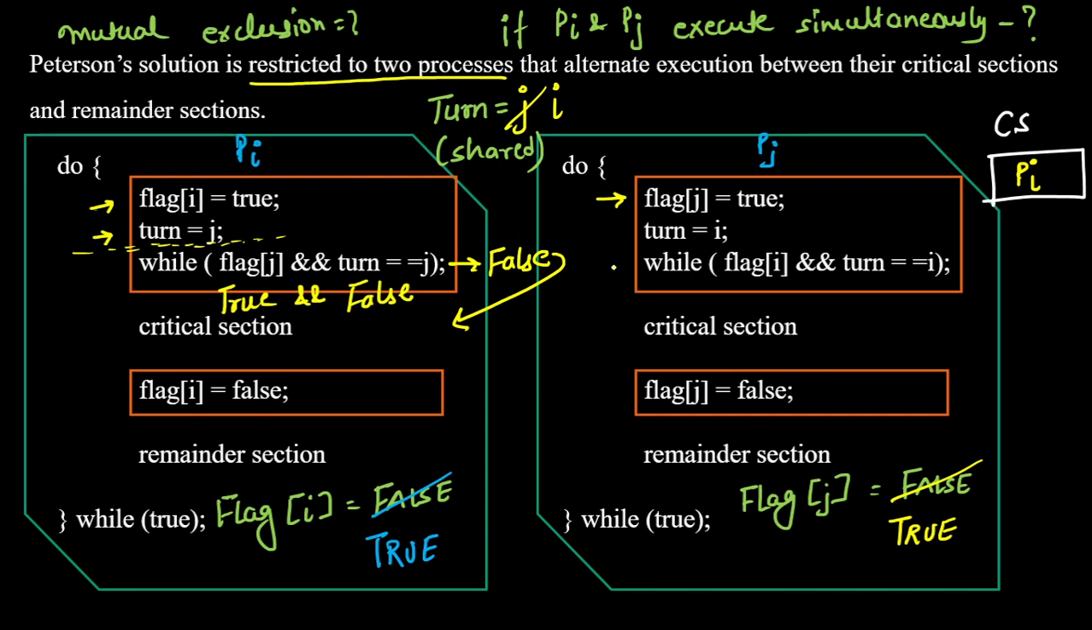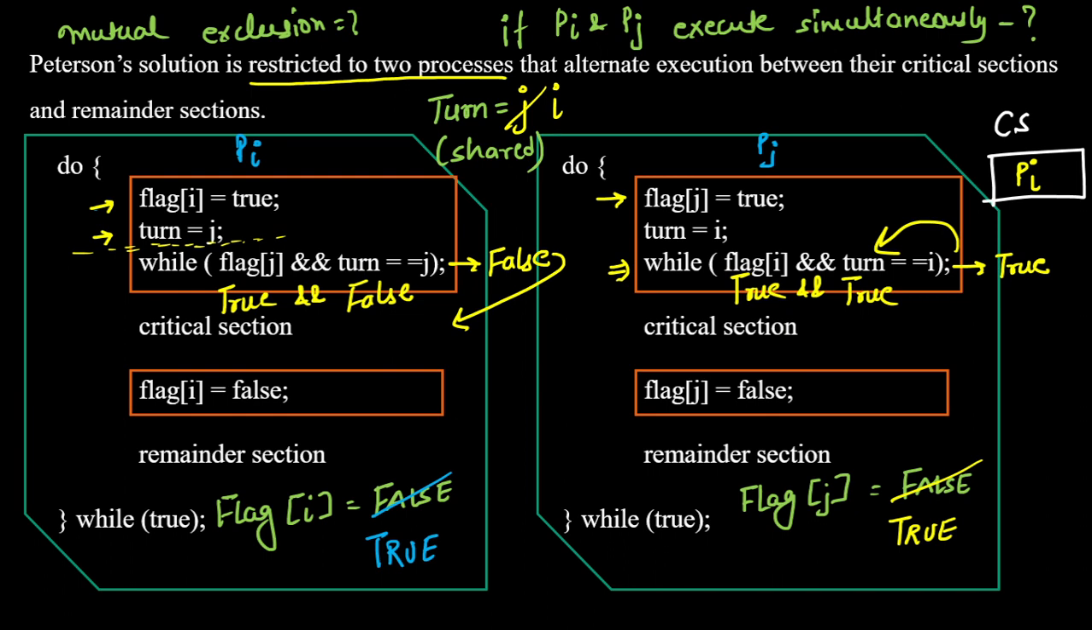Now we will execute this statement. While flag of I, so flag of I is true, correct, this is true, and turn is equal to I, correct, this is also true. So this means the overall condition becomes true. So as soon as the overall condition becomes true, it will go into the loop. So that is why pj will not be allowed to enter the critical section. If you would have changed the order of occurrence, meaning you would have first executed turn equal to I and then you would have executed turn equal to j, then whatever your last updated value is, only that will be considered.